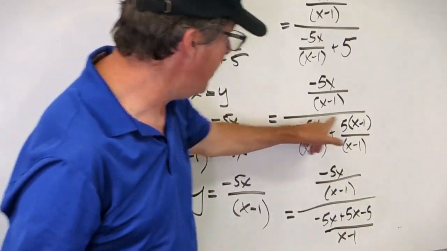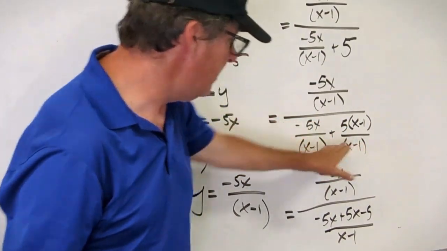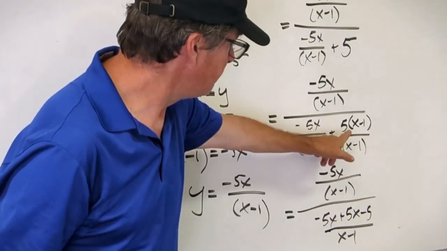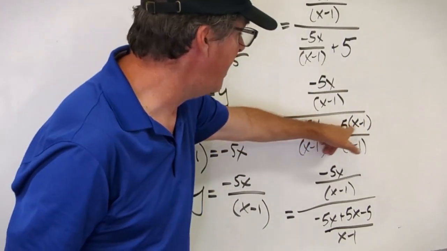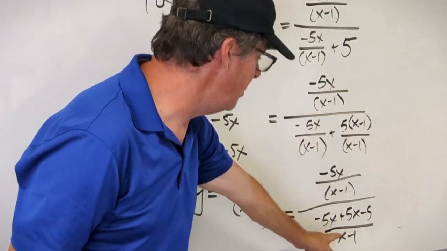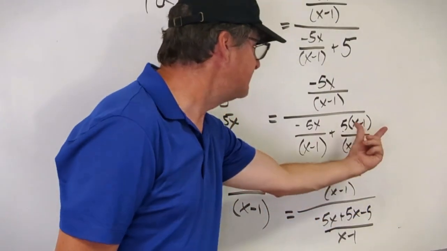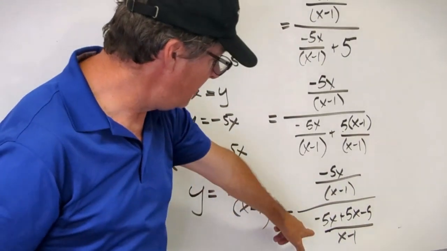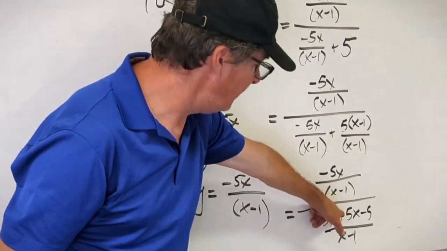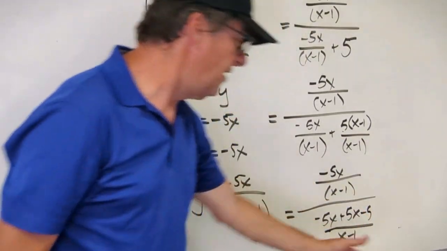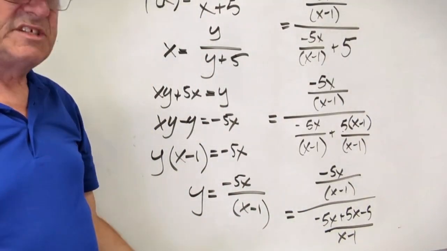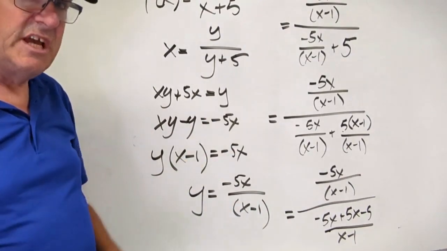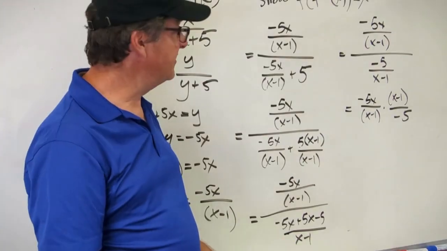So now I can just combine what's happening on the top over one of these denominators. So what I did is I have my minus 5x there. I did my distributive property here, 5 times x minus 1 is 5x minus 5. So I just did my expansion there, got that down. So now on the bottom I have minus 5x plus 5x minus 5 over x minus 1. And I think you can see where that's going to go. So what I want you to do is pause the video and see if you could take this a couple more steps. All right, let's see how you did.